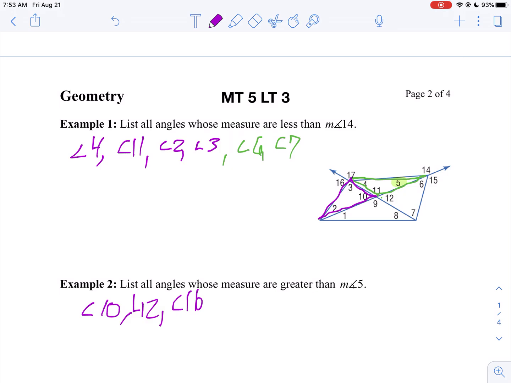And then let's take a look at angle 12. That's an exterior angle to angle 4. Well, I already got angle 5, don't I? Because that's what I'm doing. And then I can have angle 15, because that's an exterior angle. And, oh, don't forget about angle 17 out here on the outside. That's an exterior angle. So all those are bigger than angle 5.